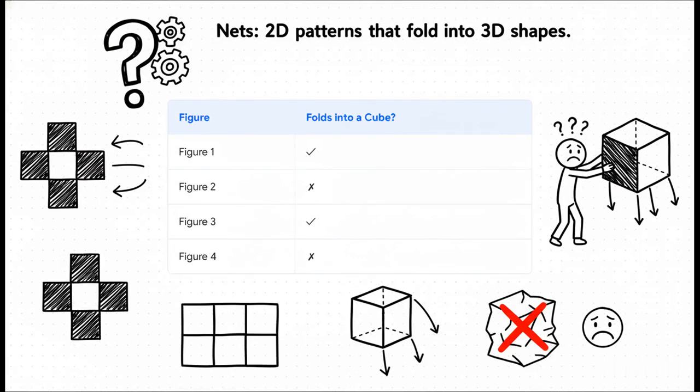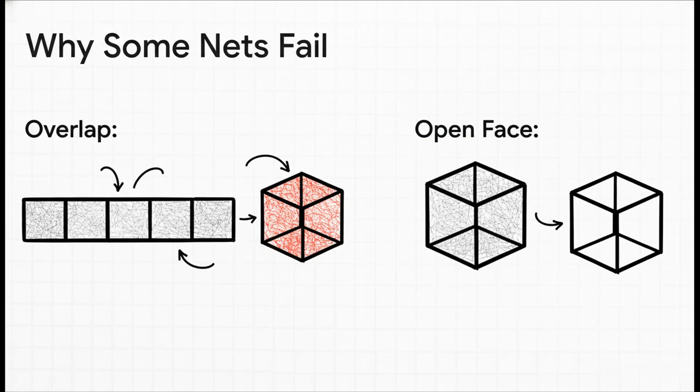If you look at these 4 different arrangements, you might think they'd all work. They all have 6 squares. But when you actually try to fold them up in your mind, you realize that only figures 1 and 3 actually make a proper cube. The other 2, they totally fail. So the big question is, why do they fail?